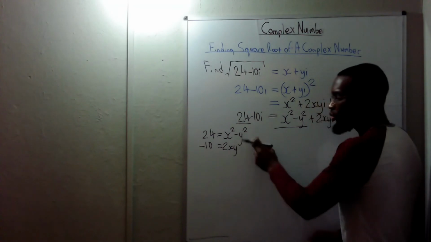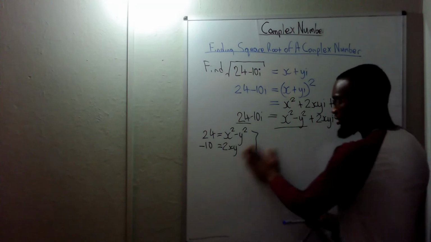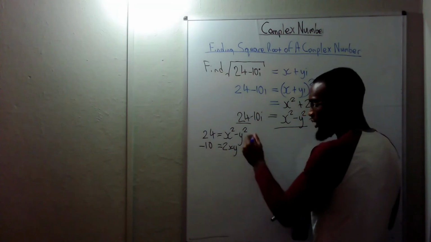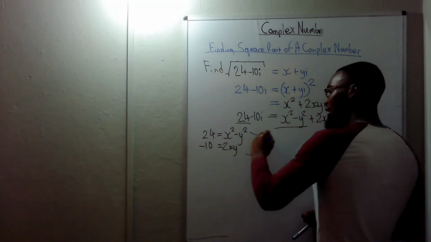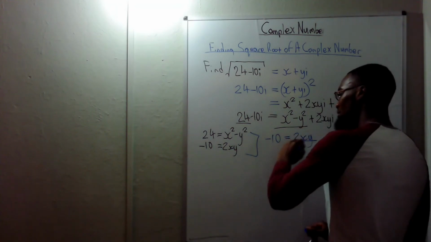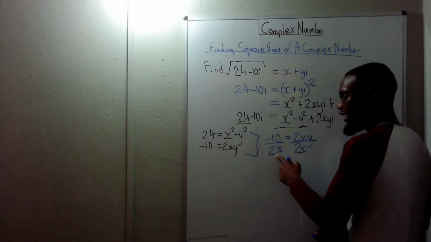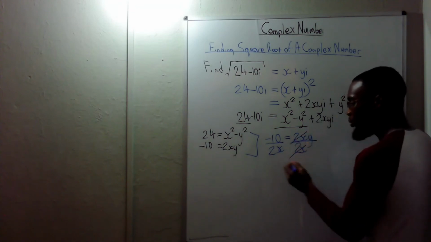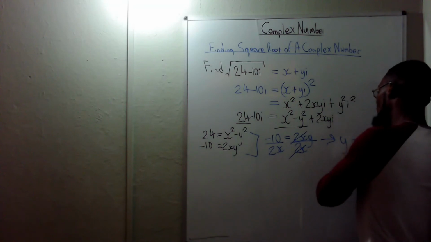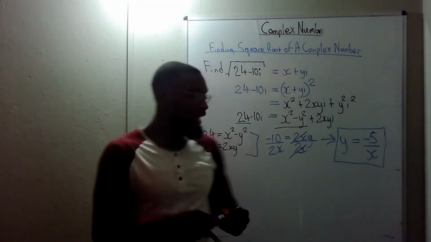Then now we're going to solve these two equations simultaneously for x and y. From the second equation, negative 10 is equal to 2xy. So we can divide both sides by 2x. Negative 10 over 2 is negative 5, and 2x over 2x cancel. So that is telling us that y is negative 5 over x.